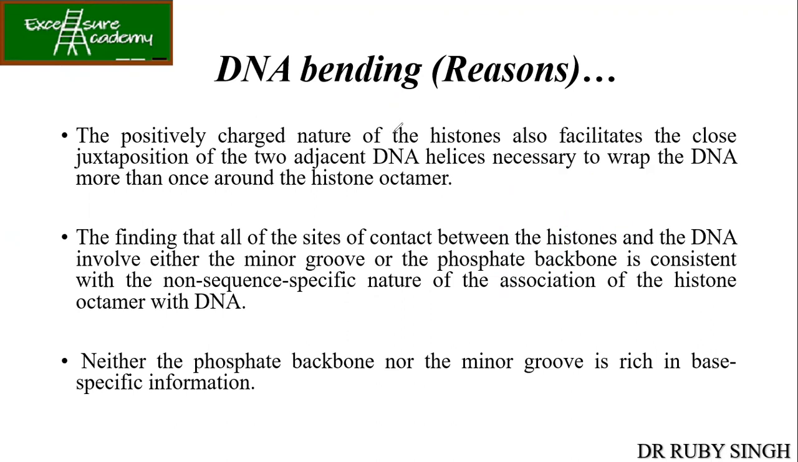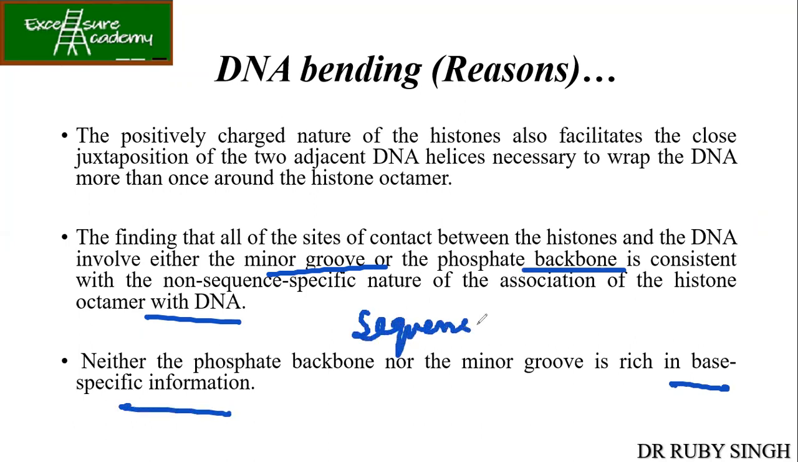The finding that all of the sites of contact between the histones and the DNA involve the minor groove or the phosphate backbone is consistent with the non-specific nature of the association of the histone octamer with DNA. What does this mean? The minor groove or the backbone of the DNA is involved, but the interaction with the histones is non-sequence-specific, meaning no particular sequence is needed to make such interactions. Okay, so they are not rich in any base-specific information. So here the sequence of DNA is not important. Okay.